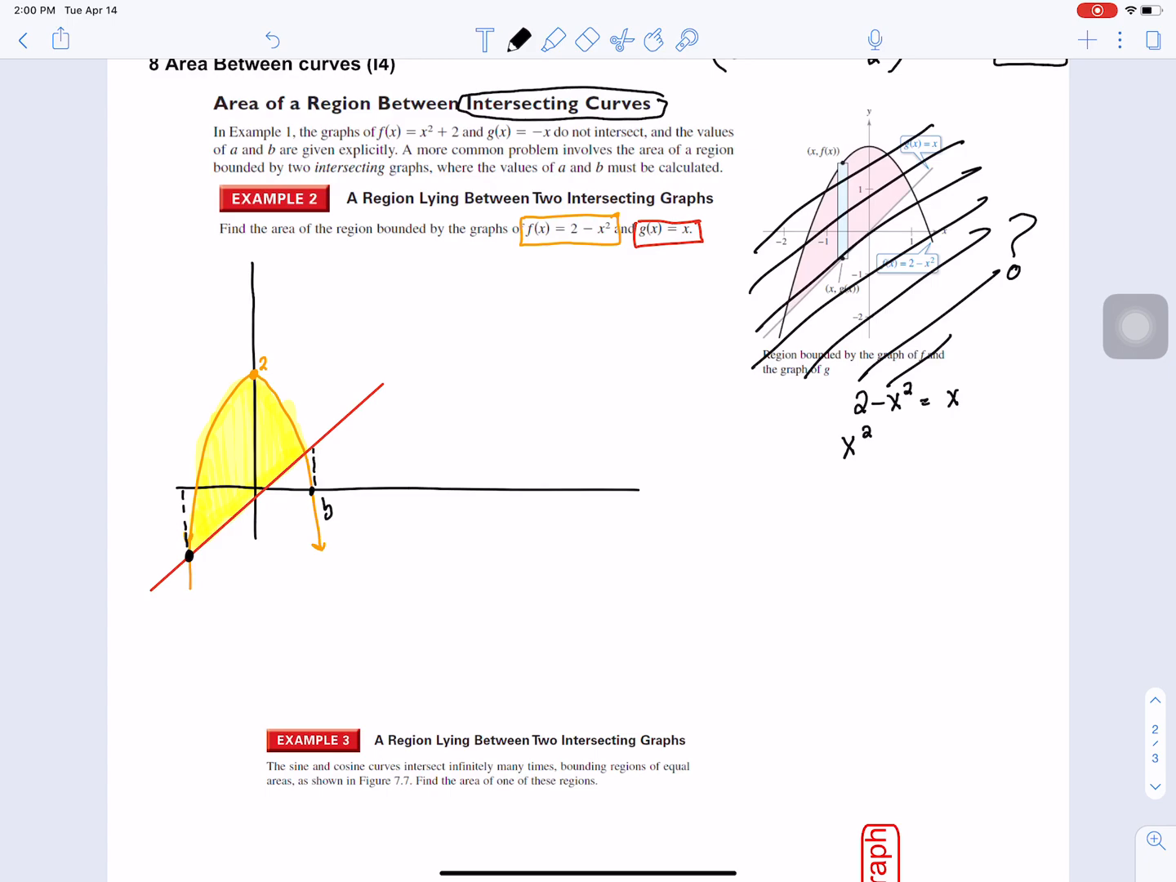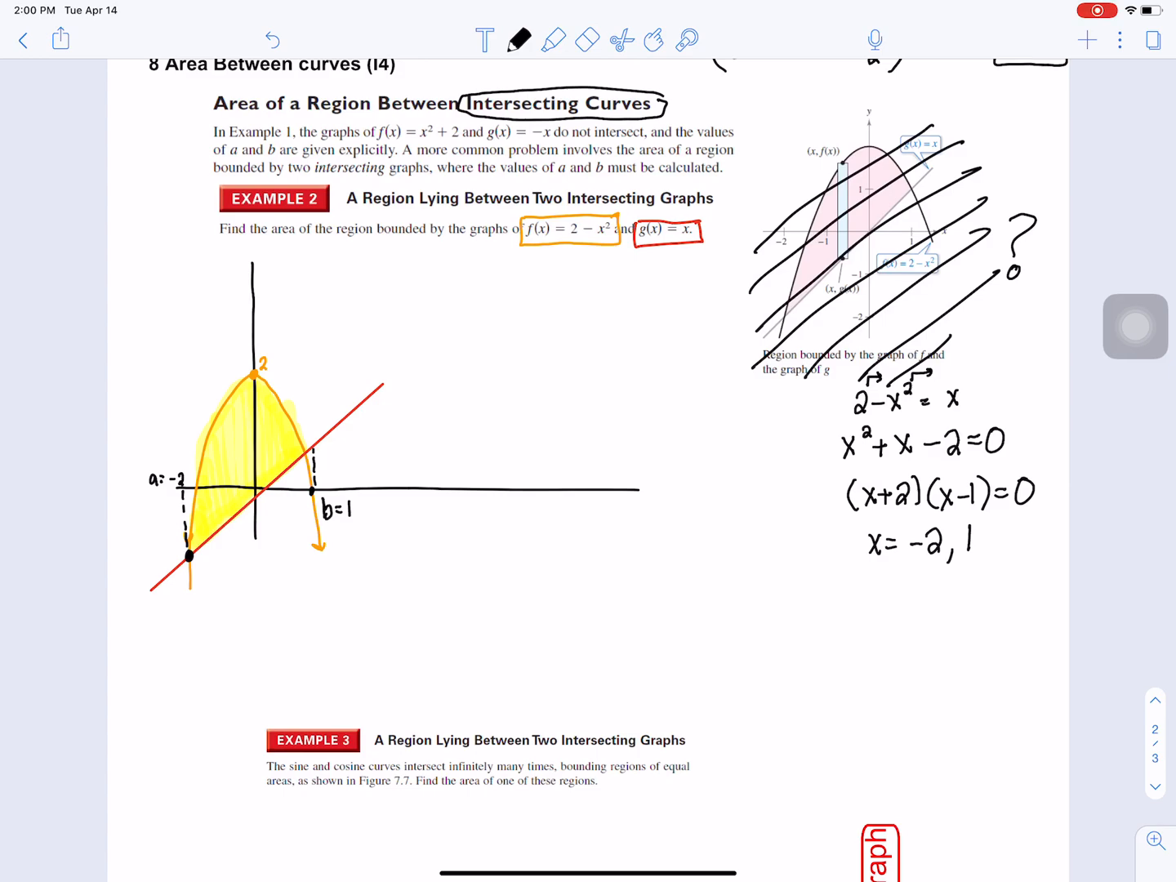So x squared, I'm going to move that to the right, plus x, I'm going to move the 2 to the right, minus 2 equals 0. Go ahead and factor that. x plus 2, x minus 1 equals 0. x is equal to negative 2 and positive 1. So that tells me that this intersecting point was negative 2, and this intersecting point was positive 1. This is like my a.